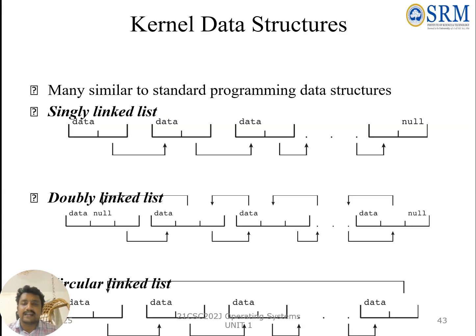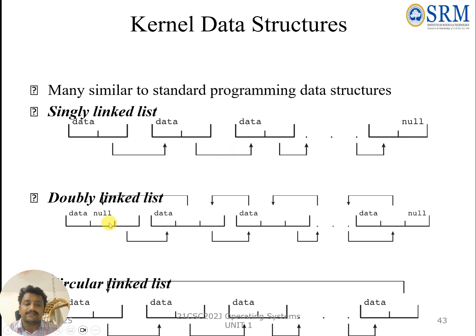Now we have kernel data structures. In the kernel data structure, various data structure strategies are applied. Here we have a linked list, which may be singly, doubly or circularly linked. Each node in a linked list contains data and a tail. The tail connects to the next data, and the tail of that data connects to the next, which is a chain of connections in a singly linked list formation.